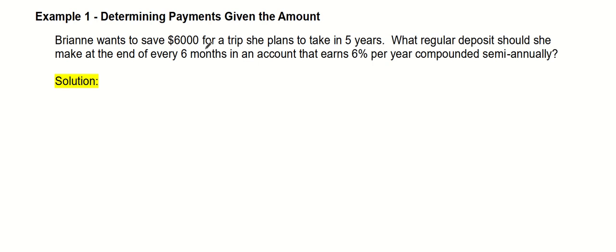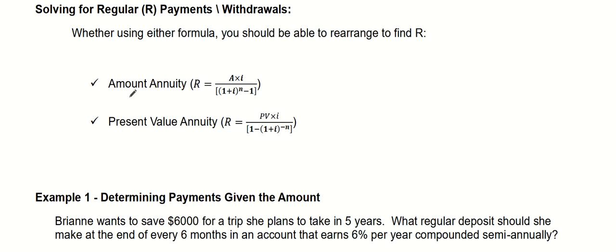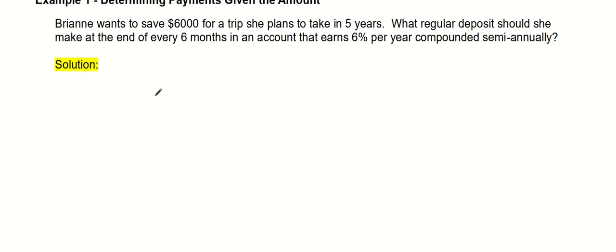Brianna wants to save $6,000 for a trip she plans to take in 5 years. So she's saving. What regular deposit should she make at the end of every 6 months in an account that earns 6% interest per year, compounded semi-annually, which means twice per year. So she's accumulating money. She wants to accumulate $6,000. When she's trying to accumulate money and making regular payments, she's going to use this formula here, amount annuity.